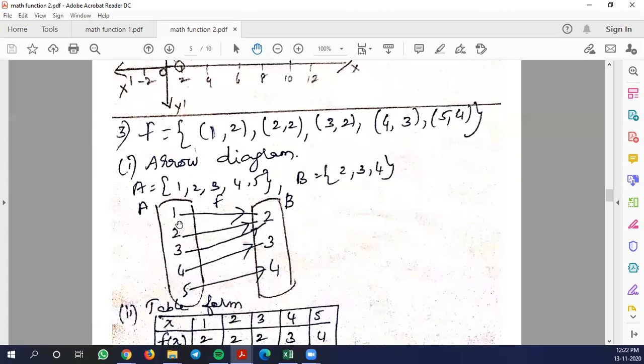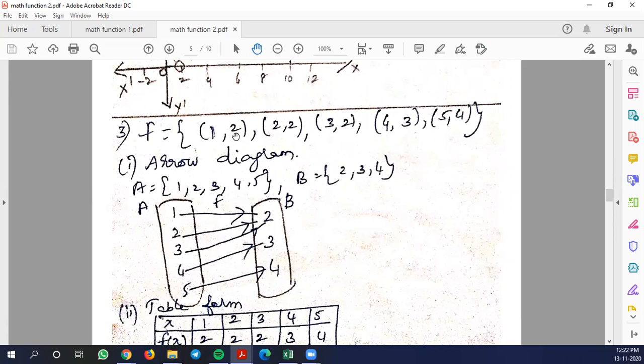So for that, in the ordered pair, the first element belongs to the first set. So 1, then 2, then 3, then 4, and 5. This one belongs to set A. That only I am listing out here.